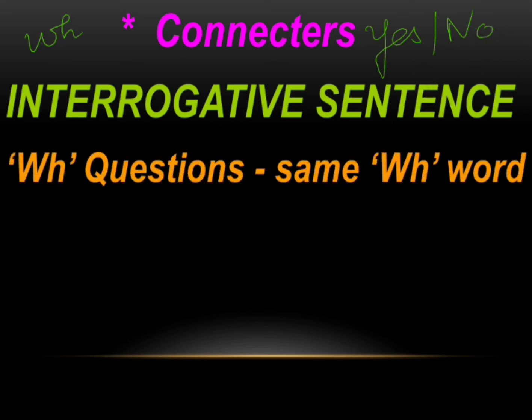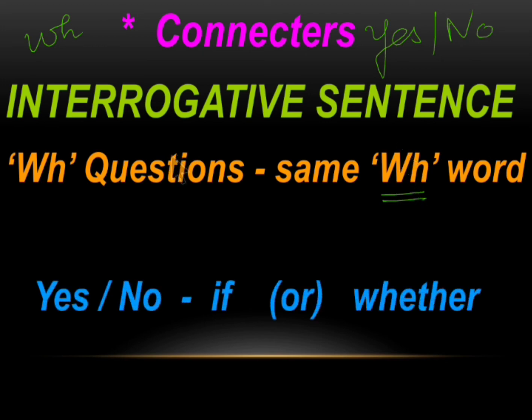So the first one, if it is a WH question, we use the same WH word. If it is what in the direct speech, we use what. If it is which, we use which. If it is where, we use where. So the same WH question we use in the indirect speech also. Next is the yes or no type. If it is a yes or no type of question in the direct speech, we use either if or whether.